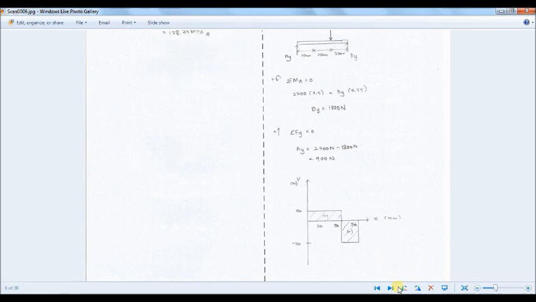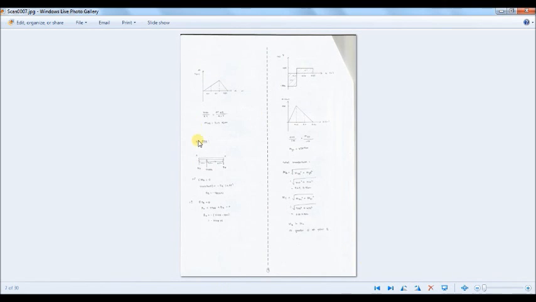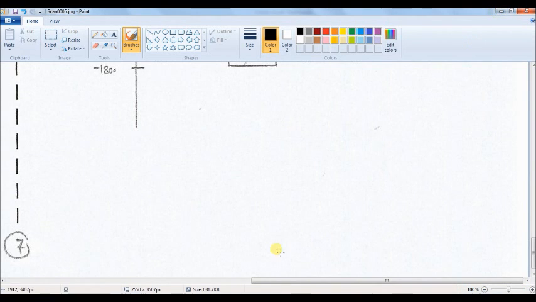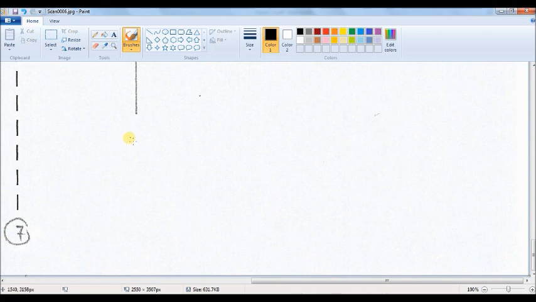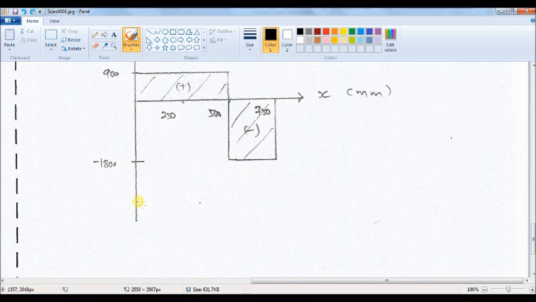It's better that we always draw these diagrams under each other. In the next step, I have to draw the moment diagram. It's better I draw it below this diagram. I will draw here.